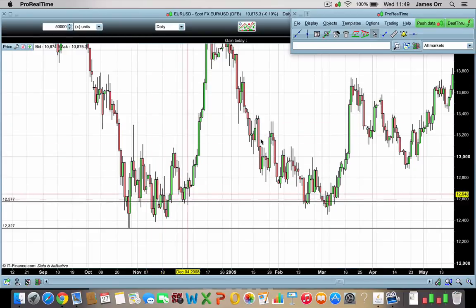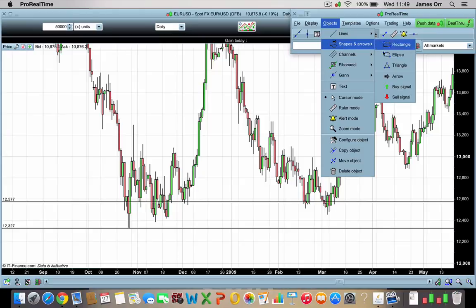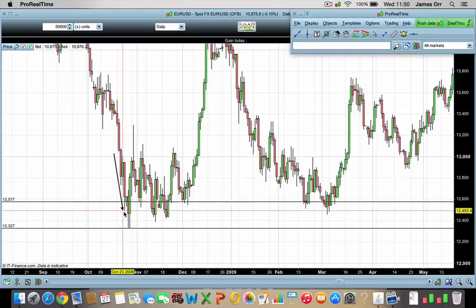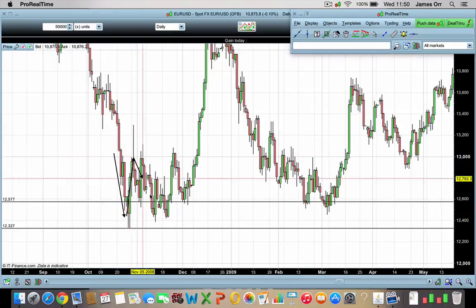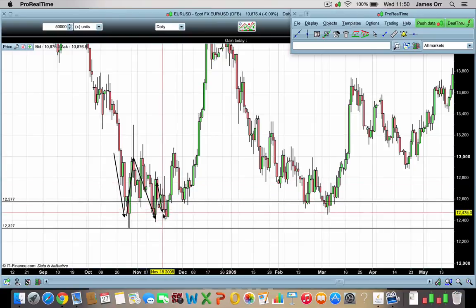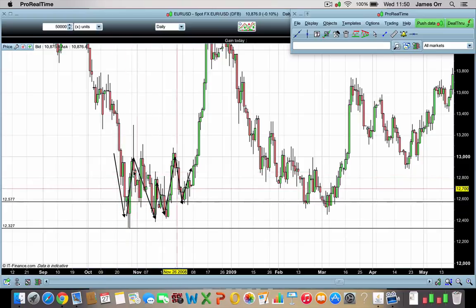the wicks from the entire move, because as you can see, this move took a little while to get going. So it's bouncing, it's bouncing, it's bouncing. So you want to incorporate all of this into your support and resistance zone.